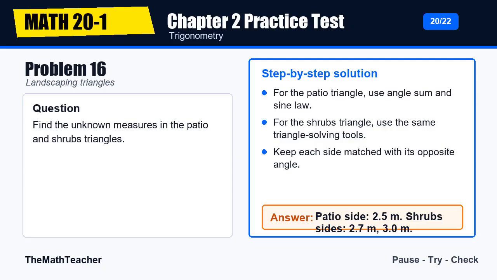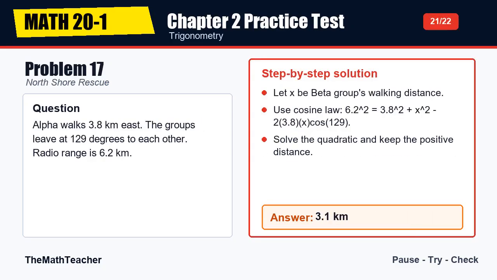Problem 17. Let x be the distance the beta group can walk. The distance between the groups is 6.2 kilometers when radio contact is lost. Use the cosine law. 6.2 squared equals 3.8 squared plus x squared minus 2 times 3.8 times x times cosine 129 degrees. Solving gives the positive distance x about 3.1 kilometers.